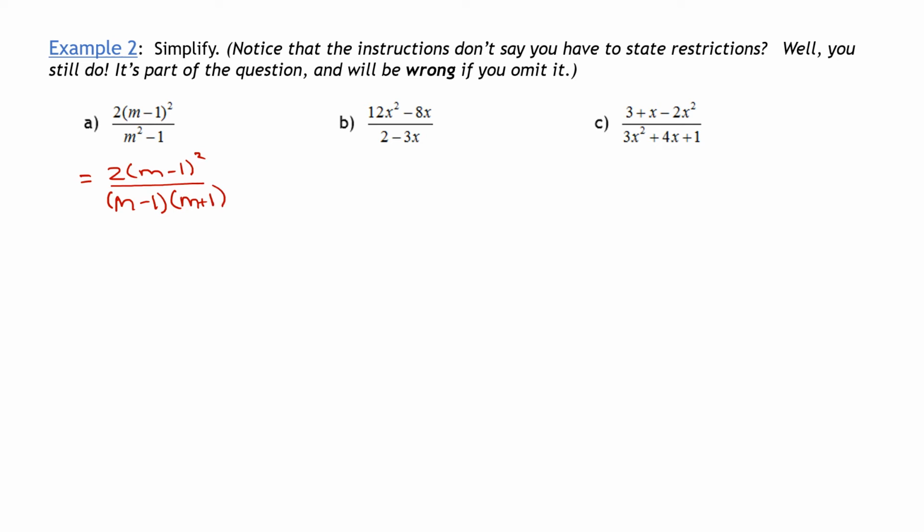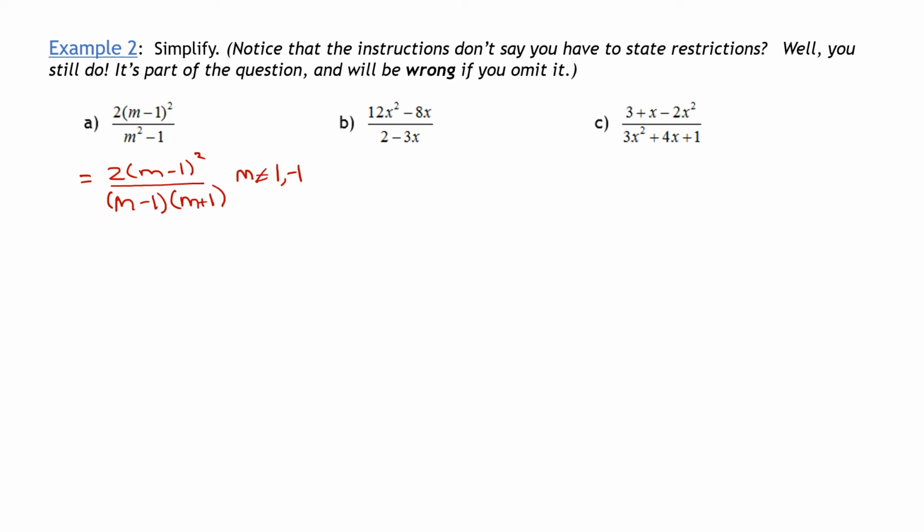That's step 1, factor. Step 2 is state restrictions. What can M not be? M cannot equal, what would it be for here? A 1, and for this bracket, a -1. So those are our restrictions. Factor, state restrictions, step 3 is cancel.